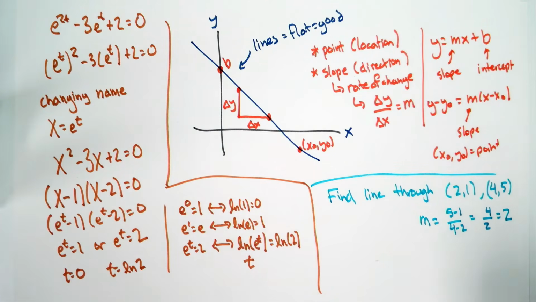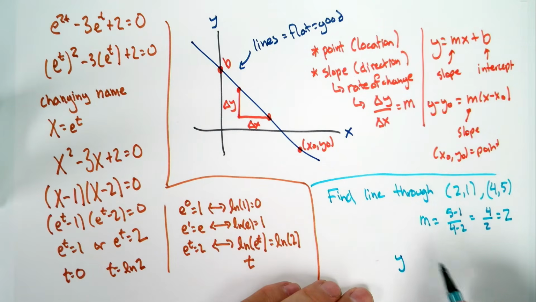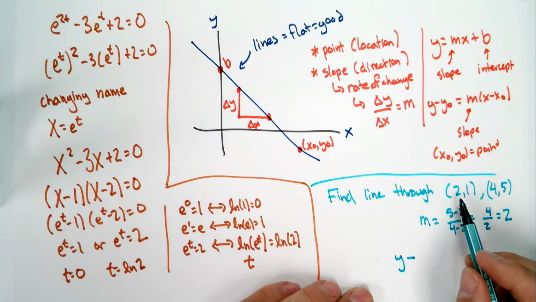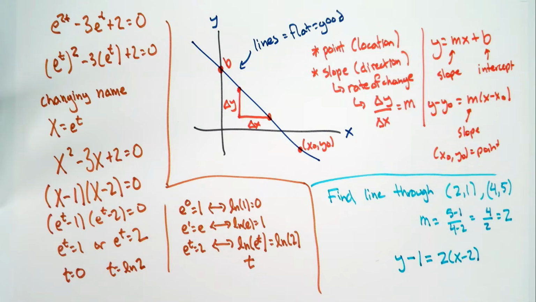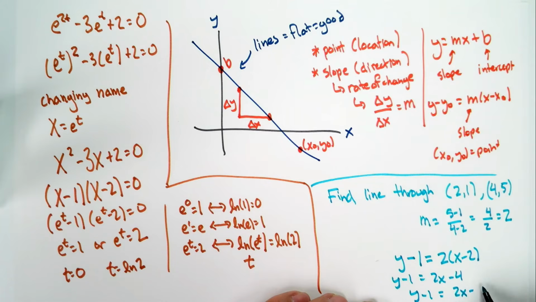And we have points, so we can write this as y minus, pick a point, doesn't matter which one, let's say our first point, y minus 1 is 2 times x minus 2. And there you go. Now if you wanted to, you could continue to manipulate it. For example, I could say y minus 1 is 2x minus 4, and I can add 1 to both sides, so y minus 1 is 2x minus 3. Oops, y equals 2x minus 3. Got a little excited there at the end. Okay, so there you go. Now you can find a line.